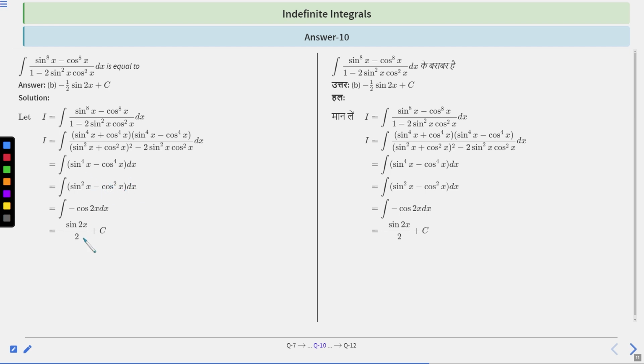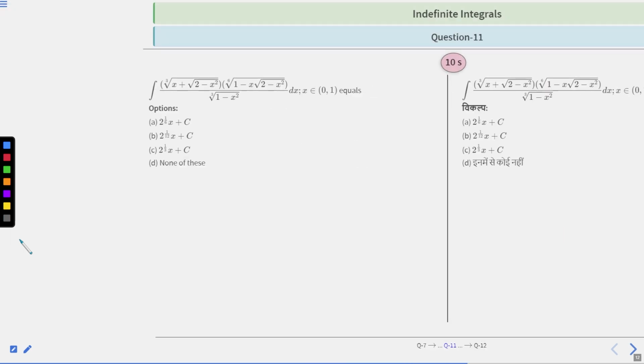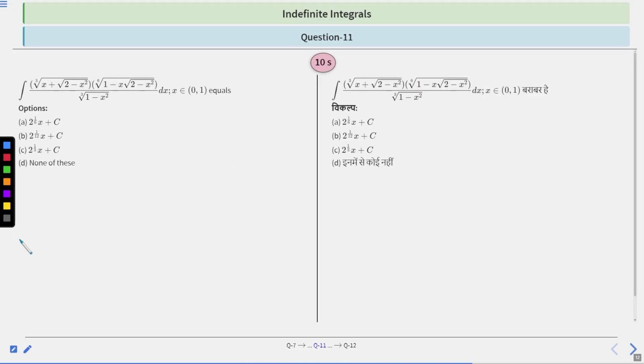Therefore, it is equal to integration of minus cos 2x dx. Integration of minus cos 2x dx, right? Which is equal to minus of sin 2x upon 2 plus c. Got it? So, I think option B is the right choice: minus 1 by 2 sin 2x plus c. Got it? Let's move to the next question.